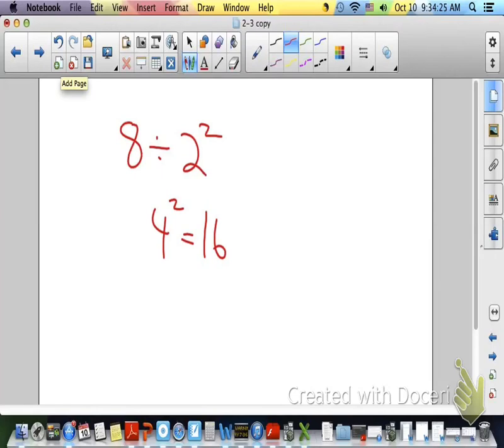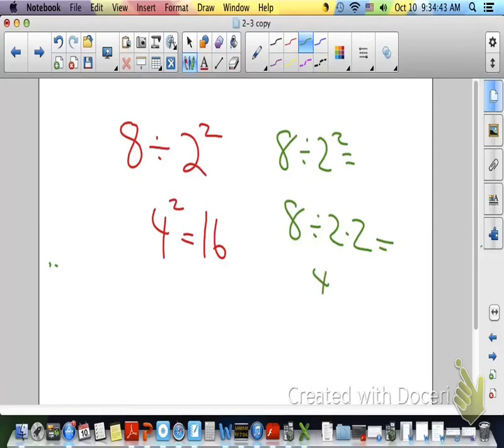Now the other thing is you could say that 8 divided by 2 squared is actually 8 divided by 2 times 2, because 2 squared is 2 times 2. So now if we do from left to right, we get 8 divided by 2 is 4, and 4 times 2 is then 8.